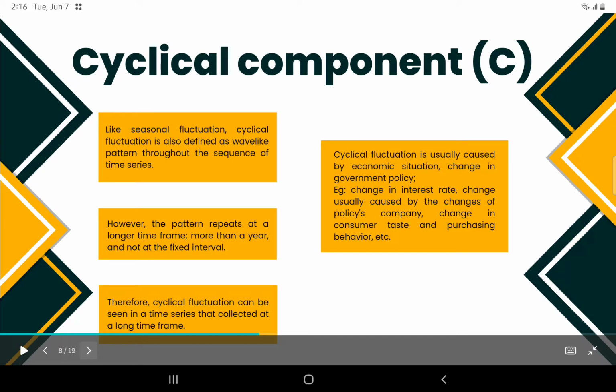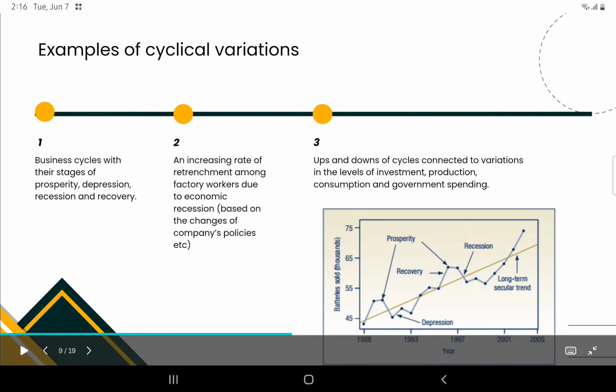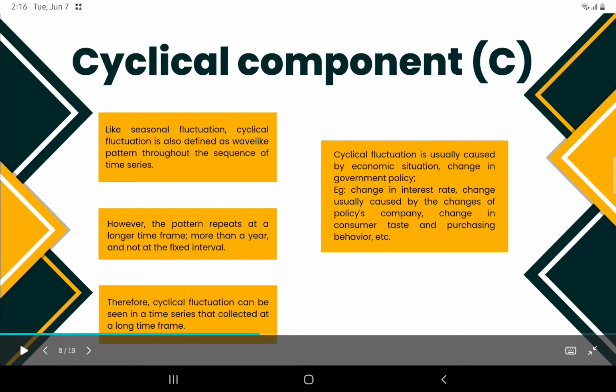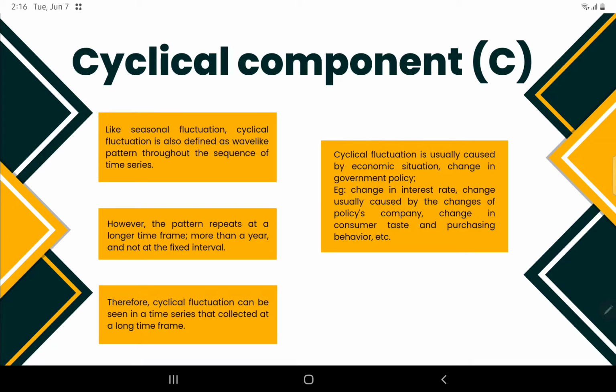pattern dia repeat. Tapi untuk cyclical component, the pattern repeats at a longer time frame. Okay, the longer time frame, more than a year, and not at a fixed interval. So the cyclical fluctuation can be seen in a time series that is collected over a long time frame. Okay, maksudnya bukan setiap tahun lah, dia punya time frame dia lagi panjang daripada setahun.